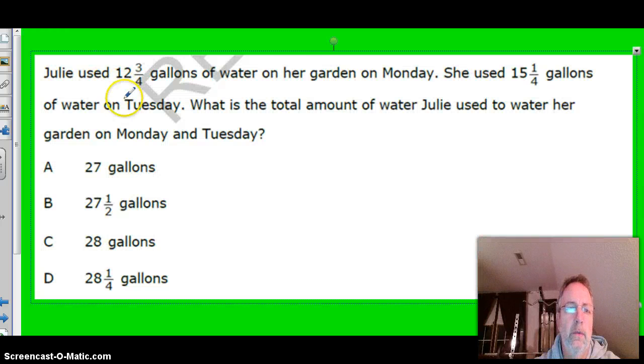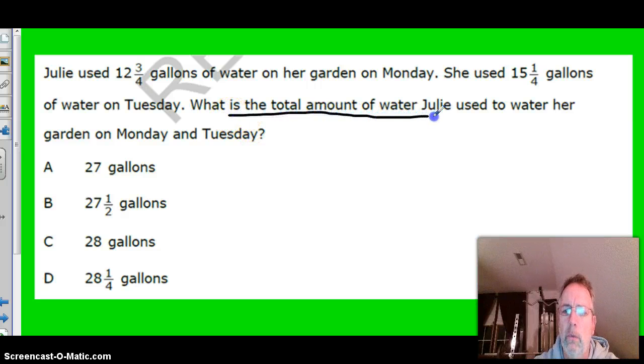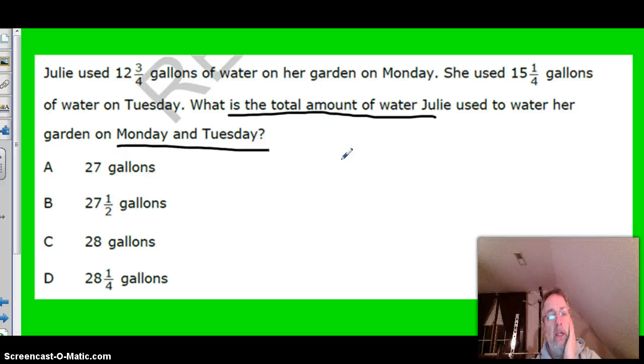Right. Next one. Julie used 12 3/4 gallons of water on her garden on Monday. She used 15 1/4 gallons of water on Tuesday. What is the total amount of water Julie used to water her garden on Monday and Tuesday? All right. Again, we want the total amount of water for Monday and Tuesday. So here, we are going to try to find the total amount combined for Monday and Tuesday. So therefore, we would need to add our two mixed numbers.